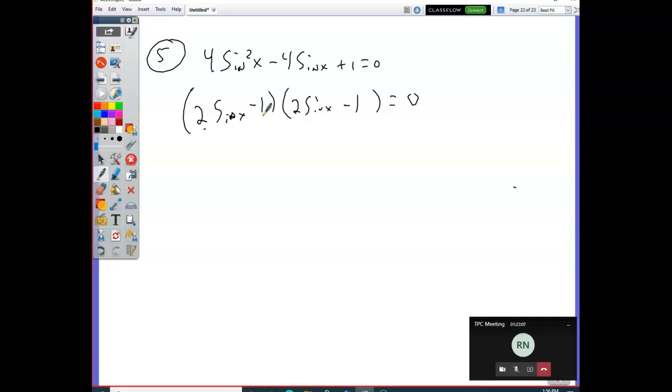Okay. And then you set them both equal to 0, but since they're the same thing, do you only have to do 1? You only have to do 1. Yeah, let's keep going. Okay, so you subtract or add the 1. Add 1 to both sides. Then divide by 2. This is a wonderful thing.